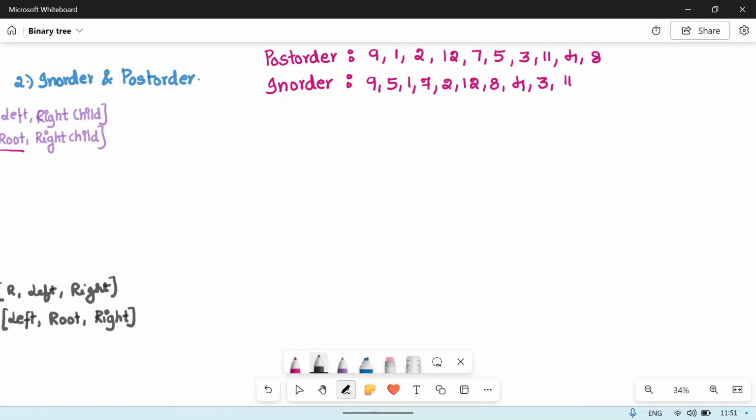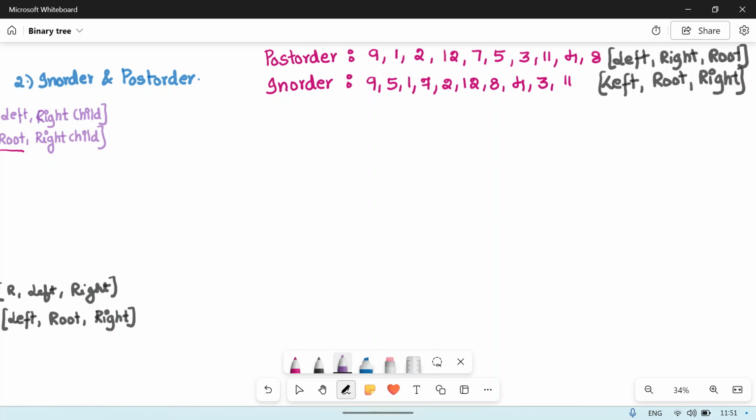So if you remember, in-order follows which order of traversal? It is left child, then your root, and then your right child. And post-order is left comes first, followed by right, then the root. Post means root comes at the end. In-order means root comes in the middle. Now, how will you construct the tree?